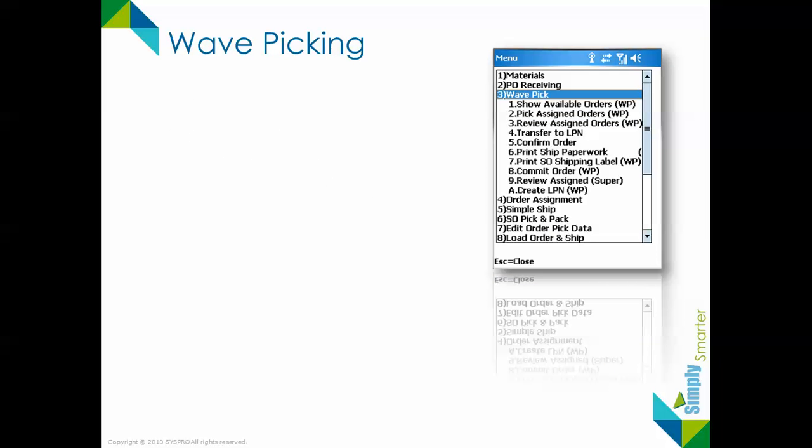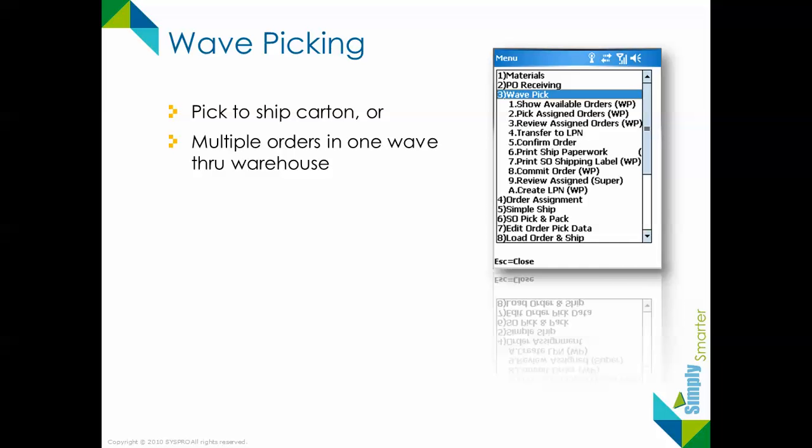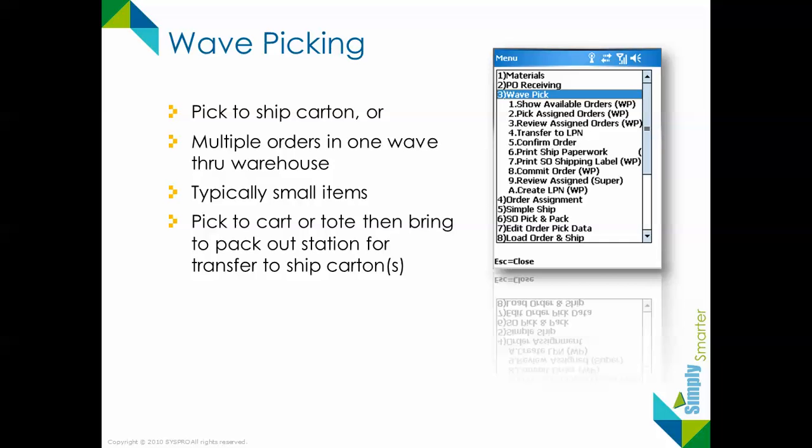I may also want to look at wave picking. So I can pick to ship a carton, or I can pick in multiple orders in one wave through the warehouse. So I'm going to go ahead and pick that, and I'm going to stage it first and then pack it later. And it's typically small items or larger volumes where I don't want to be running all the way back and forth through the floor. I need to really speed up my shipping. I can also pick to a cart or a tote, and then we bring them to the station, and then we do a pack out once we have it. So that's when we're going to go ahead and pick and tell it what's in each box.